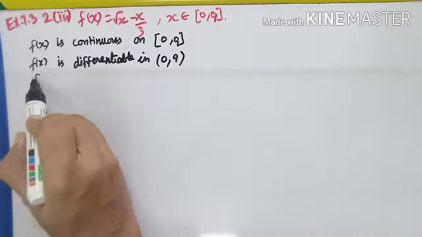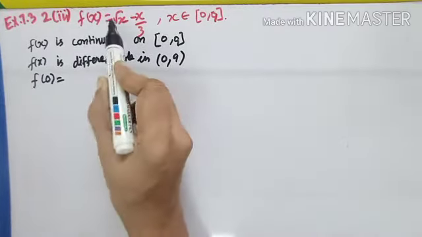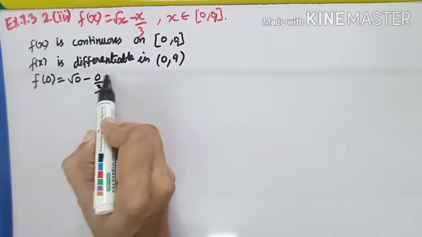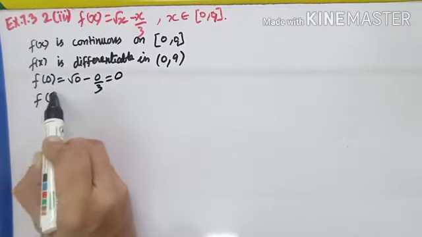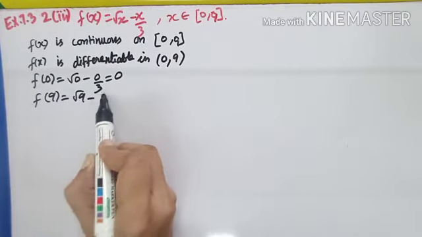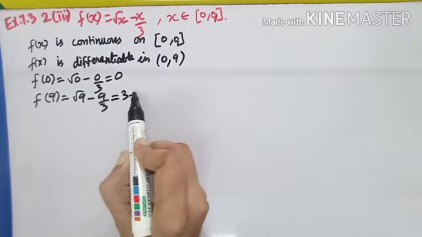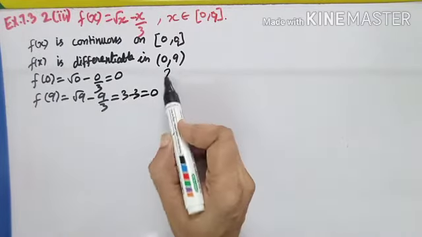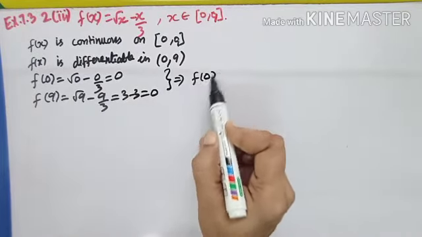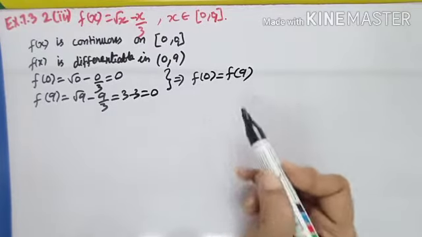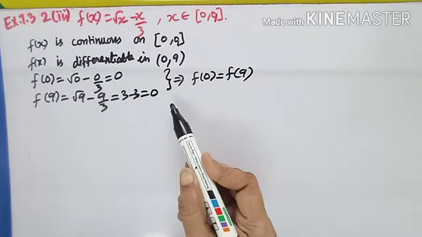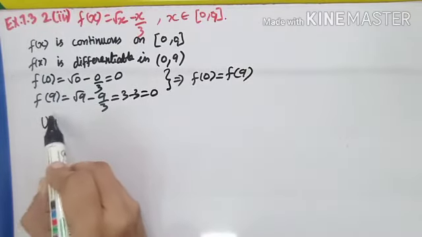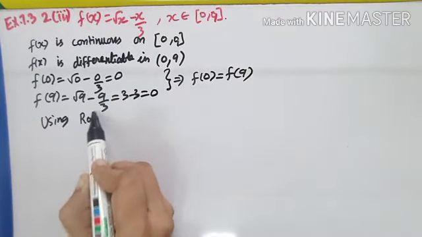We need to check f of 0. Wherever x comes, put 0. Root 0 minus 0 by 3 is 0. f of 9 is root 9 minus 9 by 3, that is 3 minus 3, which is also 0. Now we say f of 0 equals f of 9. All the conditions for Rolle's theorem are satisfied. We will proceed to use Rolle's theorem.